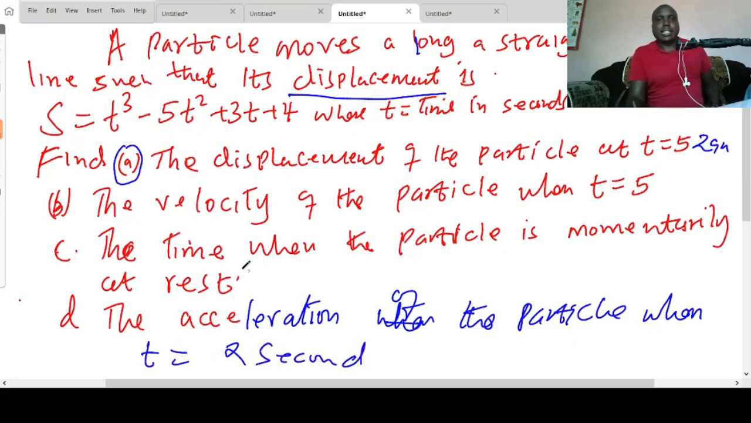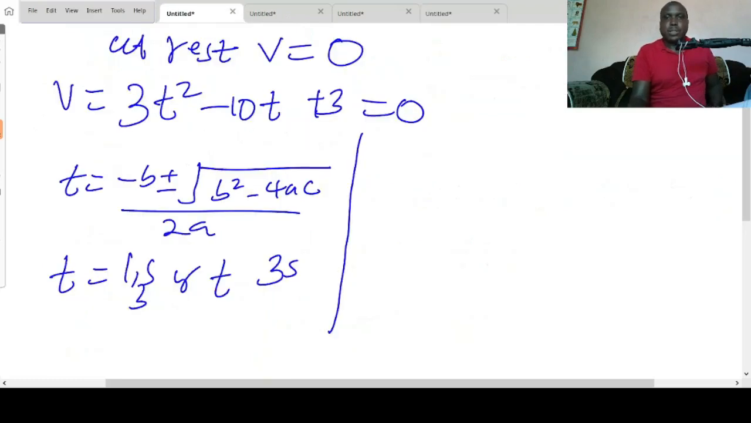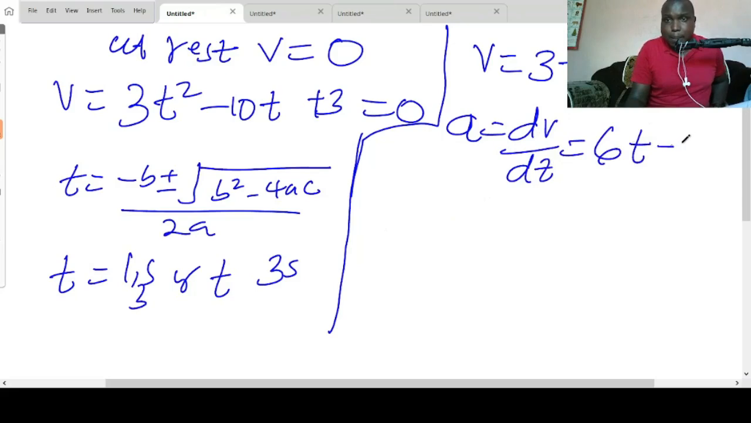So we need to get acceleration. How do you get acceleration from here? Acceleration is the differentiation of velocity. So we go back here, we have our velocity. Velocity is equal to 3t squared minus 10t plus 3. Therefore, acceleration a is equal to dv over dt, and this one will be 6t minus 10. That is the differentiation of v.